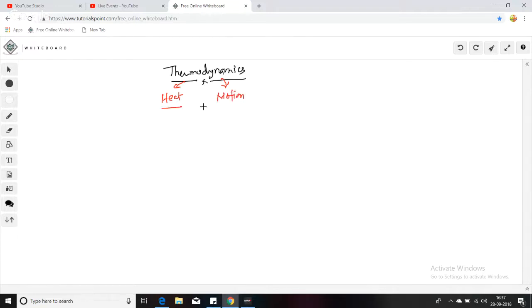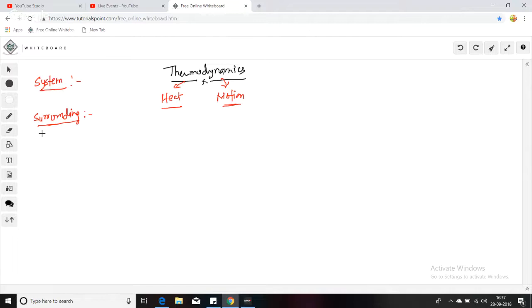Before going into this chapter, we have to understand certain terms. The first term is system, and the second one is surroundings. System is anything which is under consideration. You don't have to write everything. Usually when I take classes, I dictate all those theories and concepts so that you can make your notes properly.